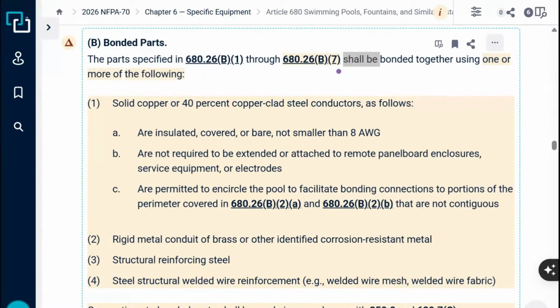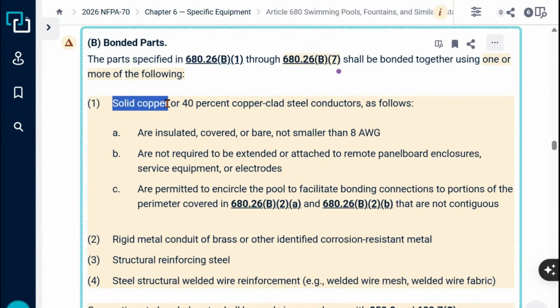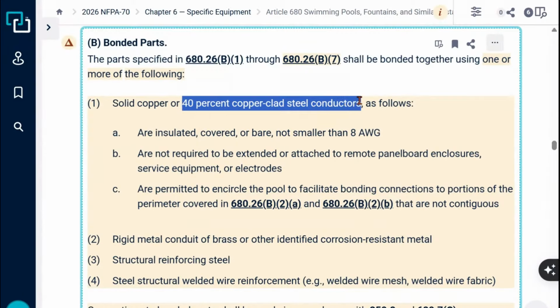So in doing that, one of the first things, B1, is okay. In connecting all these parts together, you're going to get some options of what you can use to connect all these things together. So the first one is solid copper. We're probably very familiar with that. And you see in the 2026 edition of the National Electrical Code, it says, or a 40% copper clad steel conductor.